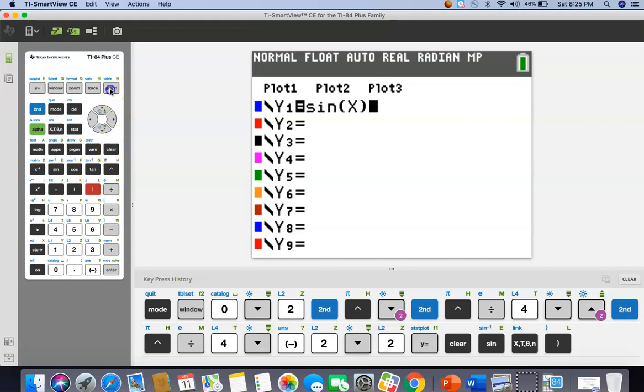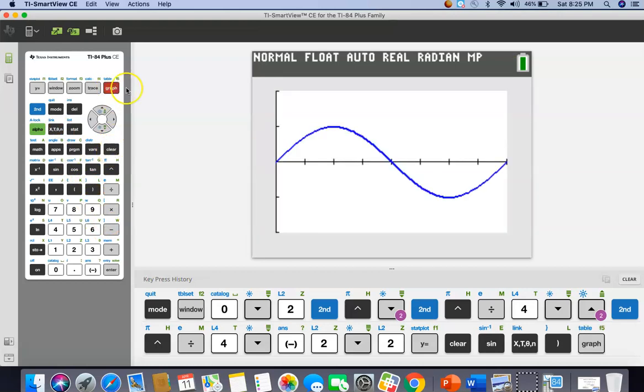Once I graph that, what do I see? Starts at 0, 0. This is pi over 4. Pi over 2, it's at 1. Pi, it's at 0. 3 pi over 2, it's at -1. And then back to 0 again at 2 pi. That's one complete cycle of the parent function of the sine.